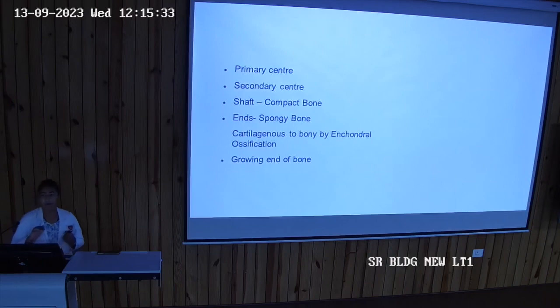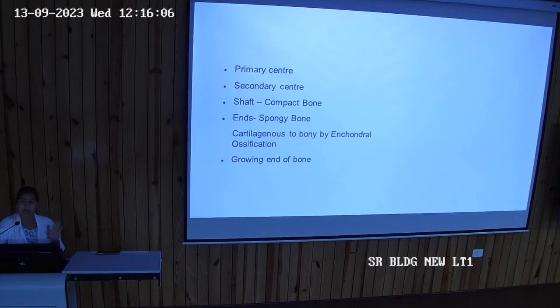Primary center is present at the diaphysis. So any bone growth, or the ossification, will take place with the help of primary centers or secondary centers. We call the primary centers those that develop during intrauterine life, during the 9 months. If the center appears before birth, that is termed the primary center. If it appears after birth, it is called the secondary center. The secondary center is present at the epiphysis and the primary center develops at the diaphysis.